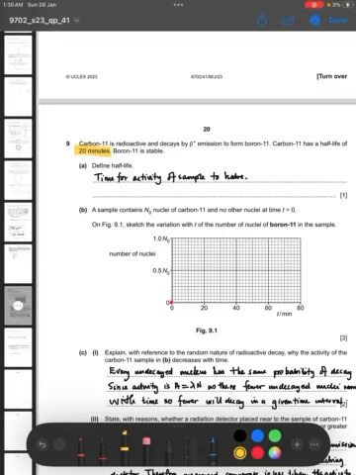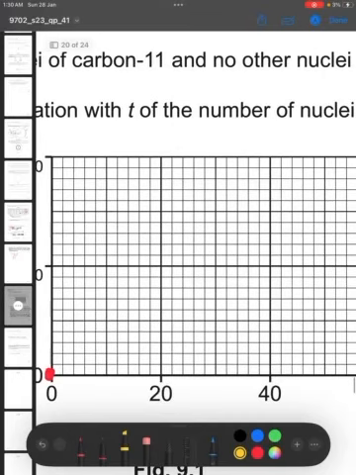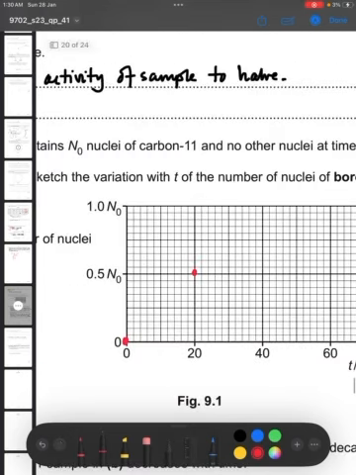So of the N0 that is present, 0.5 N0 will be left of carbon-11. But by the same measure, 0.5 N0 of boron-11 would have been formed. So after 20 minutes, we have 0.5 N0 of boron-11.